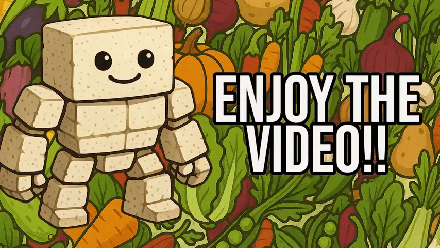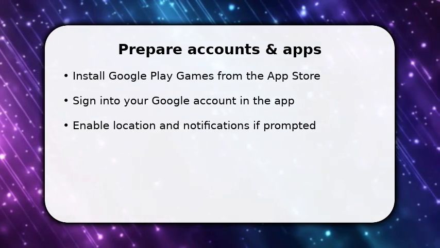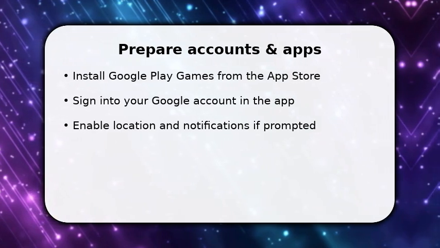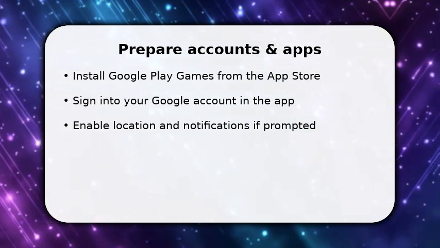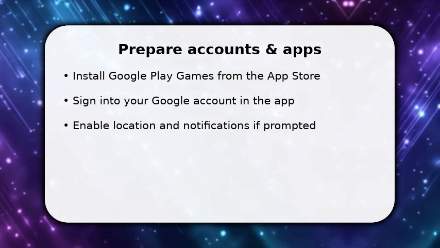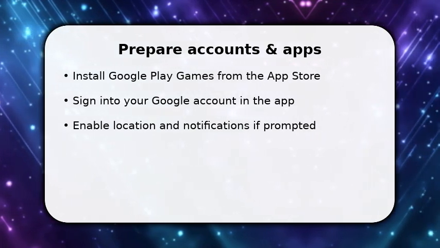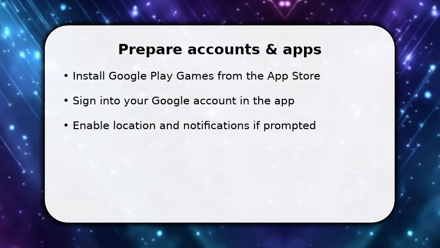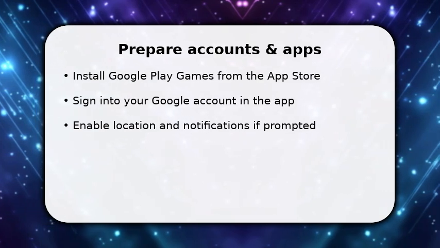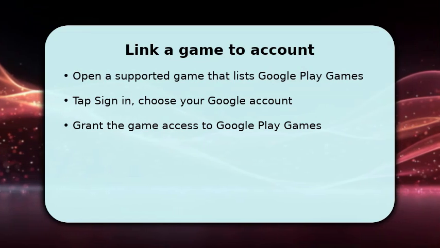Please enjoy the video. You'll start by preparing both your iPhone and your Google account. Open the App Store, install Google Play Games, and sign in with the Google account you use for games. Make sure your iPhone has an active internet connection and that app permissions like notifications and location are allowed so game discovery and cloud saves work. Once done, the app can detect compatible games and link progress. This step prevents sign-in problems later, and you now connect a specific game to Google Play Games.